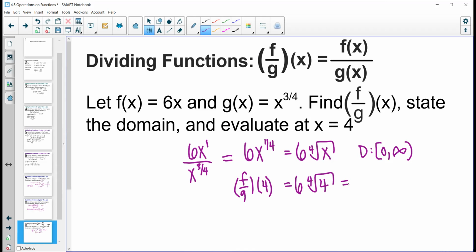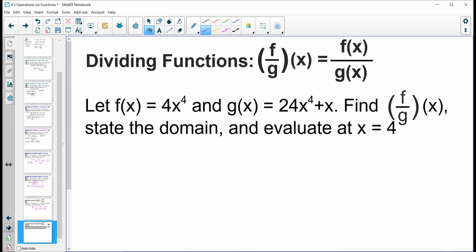Now, when we type this into our calculator, because the 4th root of 4 is not an easy number to calculate, we've got to get that 4th root in here. So the 4th root of 4 times 6 is going to end up getting us 8.49. Fantastic. So we are going to take a look at one last example here.